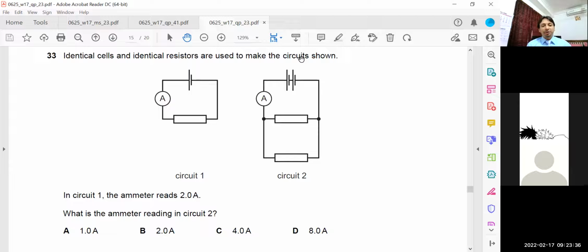In circuit 1, ammeter reading is 2. What is the ammeter reading in the circuit 2?